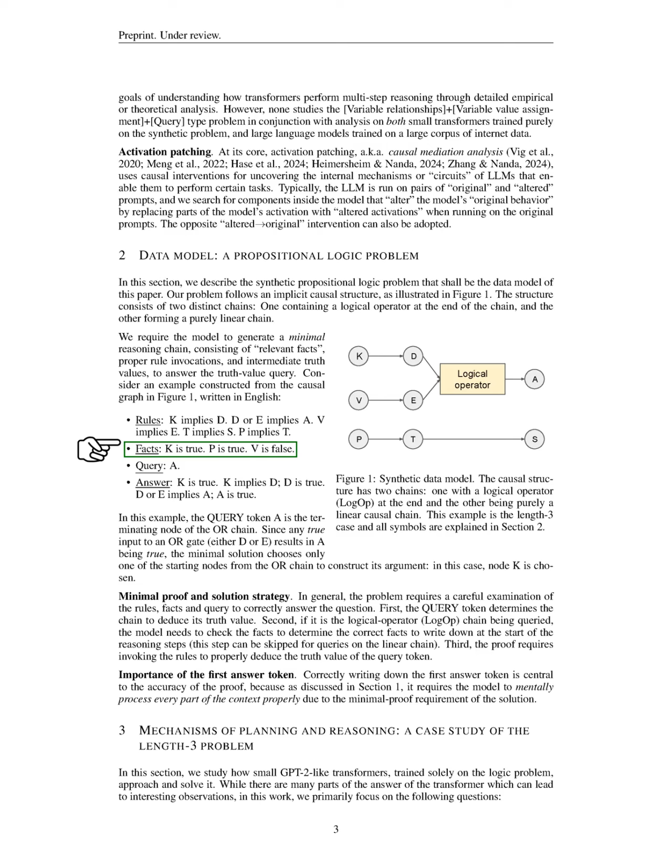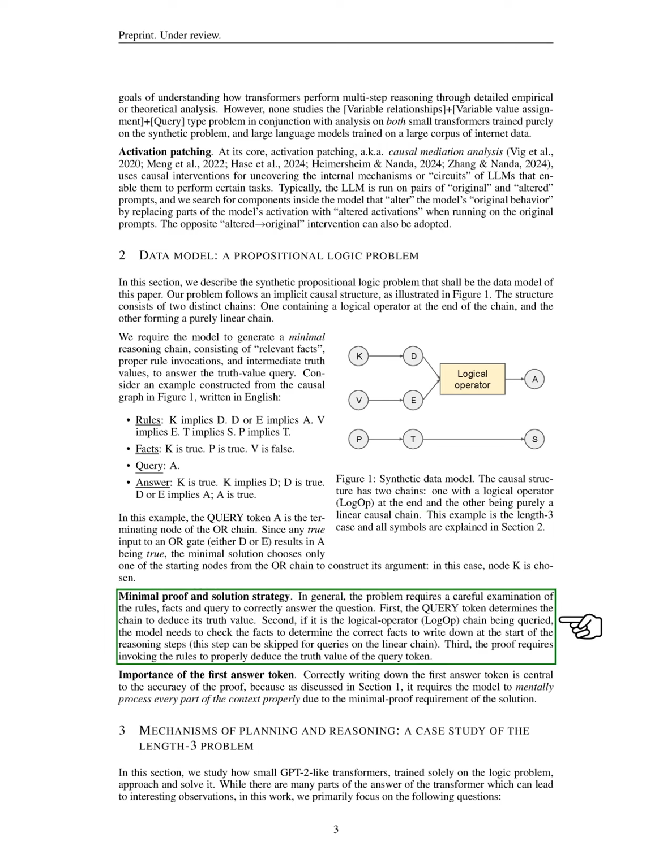makes A true. Here, the query token A is the endpoint of the OR chain, and since any true input to an OR gate results in A being true, we only need to select one starting node from the OR chain, which is K in this case.